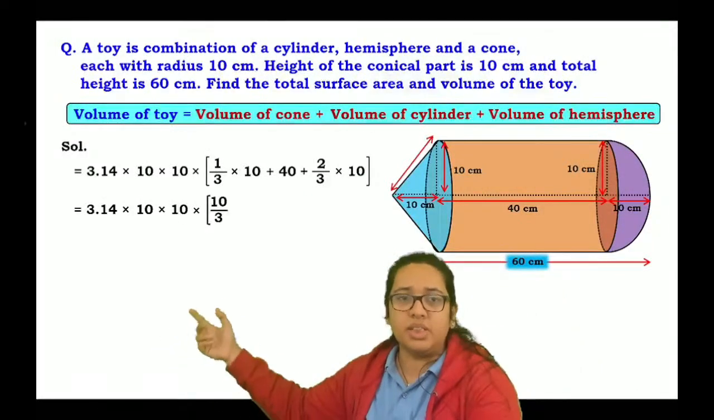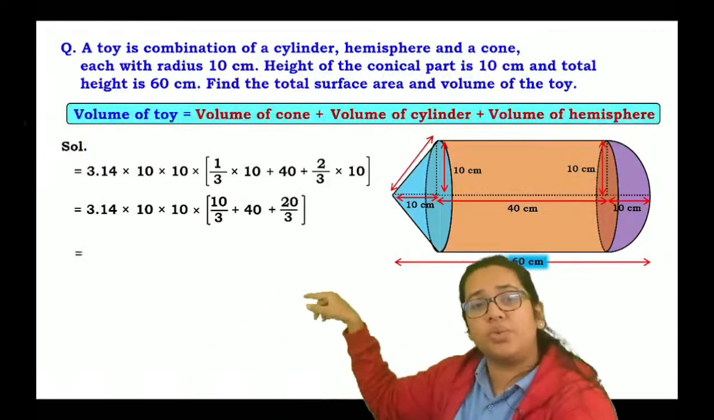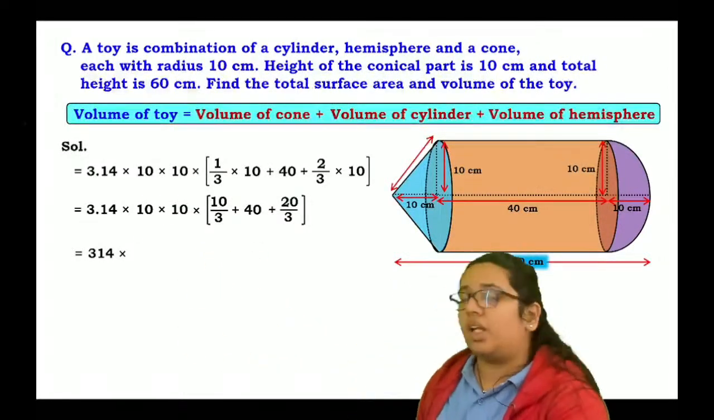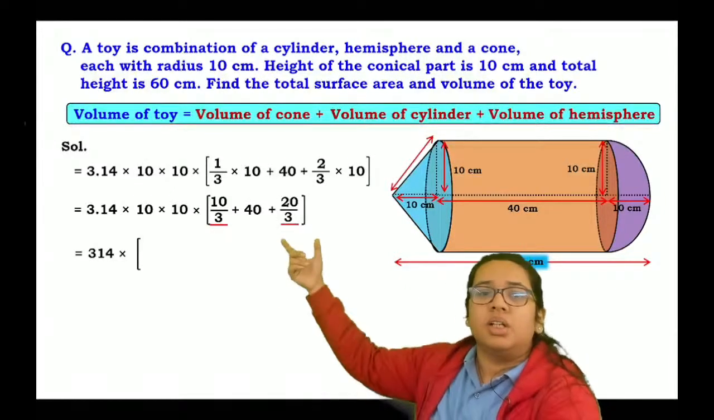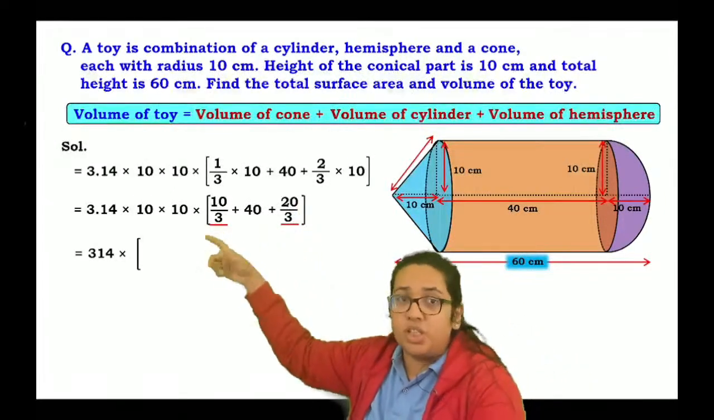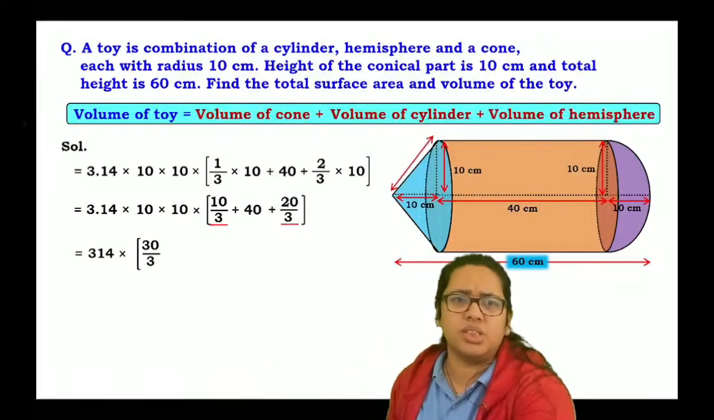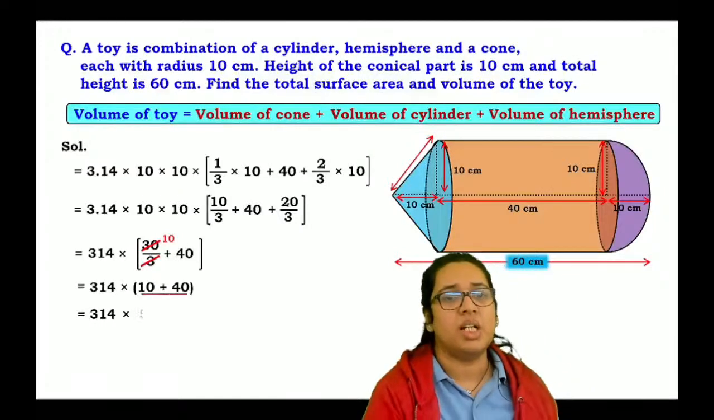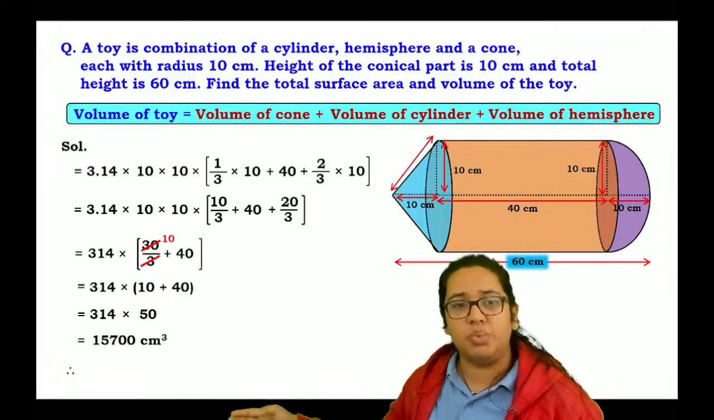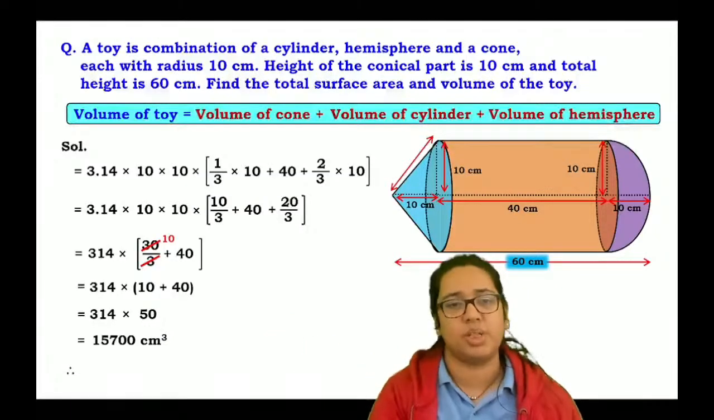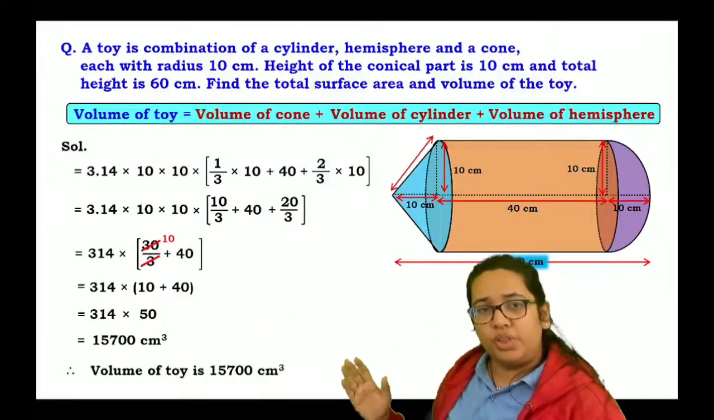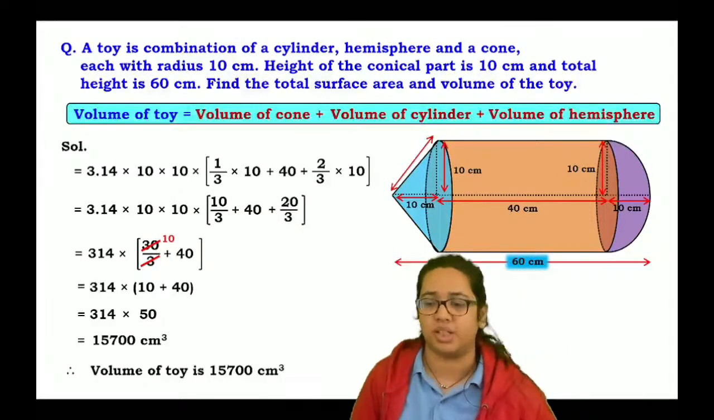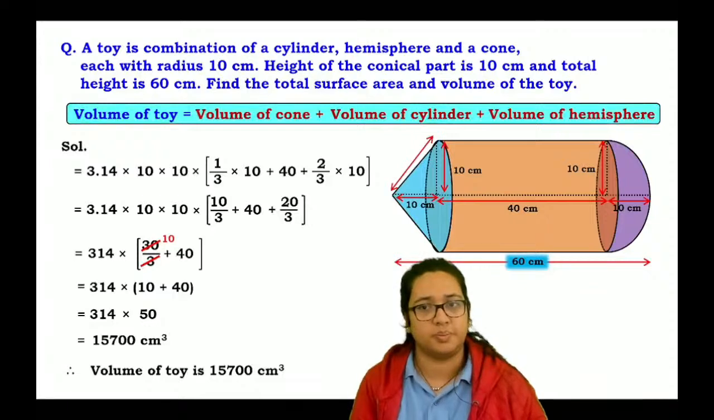So after calculating this, you will get 10 upon 3 plus 40 plus 20 upon 3. So 3.14 into 100 is nothing but 314 into, this will be 20 upon 3 plus 10 upon 3, the answer is nothing but 30 upon 3, but 30 upon 3 is nothing but 10. So 314 into 50, hence the final answer will be 15,700 cubic centimeter. That is, the volume of the toy will be 15,700 cubic centimeter.